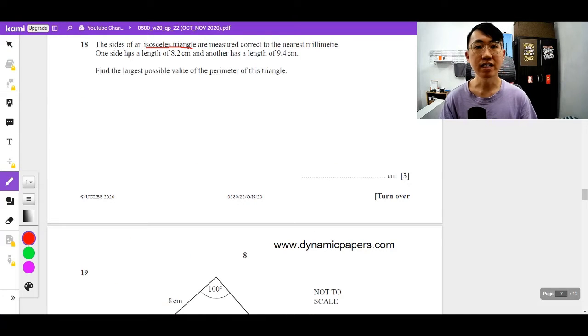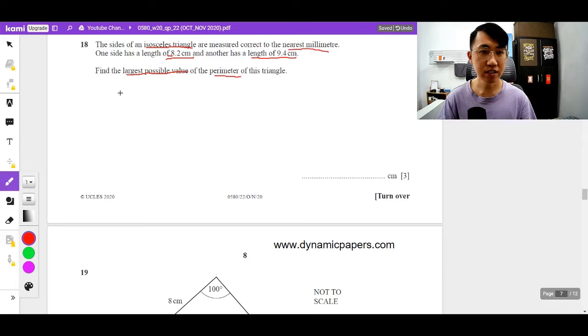Let's read. The sides of an isosceles triangle, alright, so already highlighted, are measured correct to the nearest millimeter. This is the keyword. When you do upper bound, lower bound, always highlight the keywords. One side has a length of 8.2 and another has a length of 9.4. Find the largest possible value of the perimeter. Largest value, highlight. Perimeter also you need to highlight. Alright, that's just to remind us what to do.